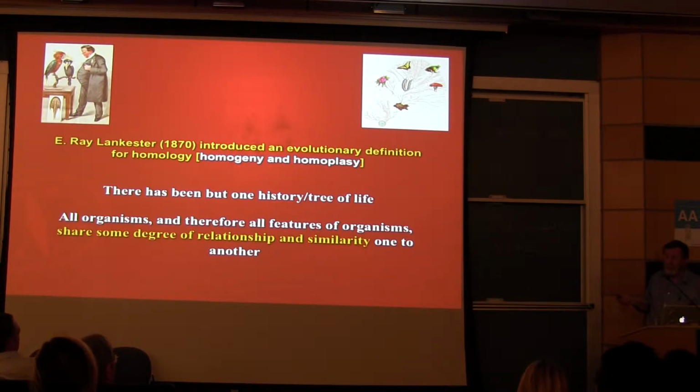And so for him, homogeny was when there was a very close evolutionary history, and homoplasy when there was a more distant evolutionary history. So both these concepts had to do with degree of relatedness. Very similar, sharing a common ancestor, more different. Obviously we use those terms in different ways now because homogeny didn't take on, and we use that term for homology. And so what Lancaster argued is that there's only been one history of a tree of life. And so all organisms, and therefore all features of organisms, share some degree of relationship and similarity one to another. And that was what he was trying to get at with these concepts. Very close relationship or more distant relationship.